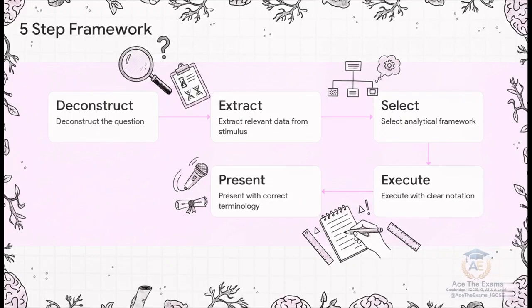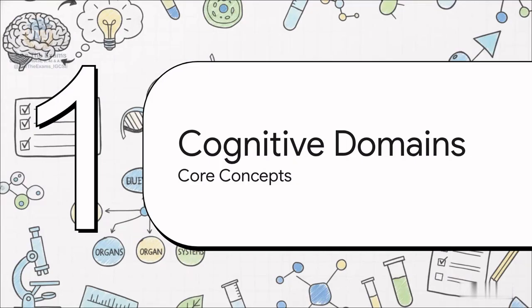So, Step 1, deconstruct the question. Step 2, extract the relevant data from whatever stimulus they give you. Step 3, select your analytical framework. Step 4, execute with clear notation, and hey, this is exactly where you double-check those units. And finally, Step 5, present your answer with the correct terminology. If you follow these 5 steps, you are actively harvesting method marks, even if your final calculation somehow goes a bit off track. Let's look at Section 2, core concepts and cognitive domains.